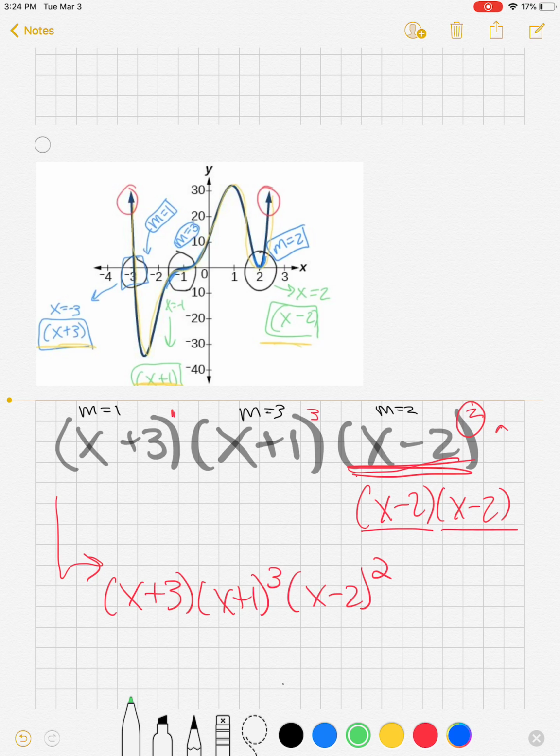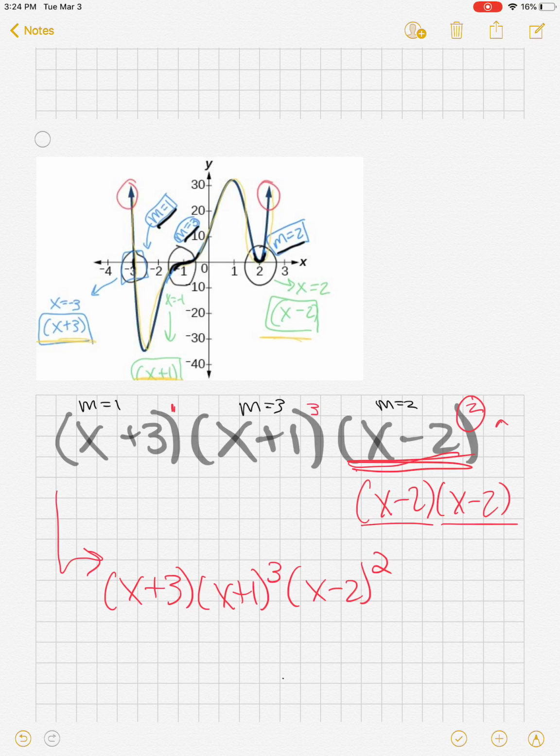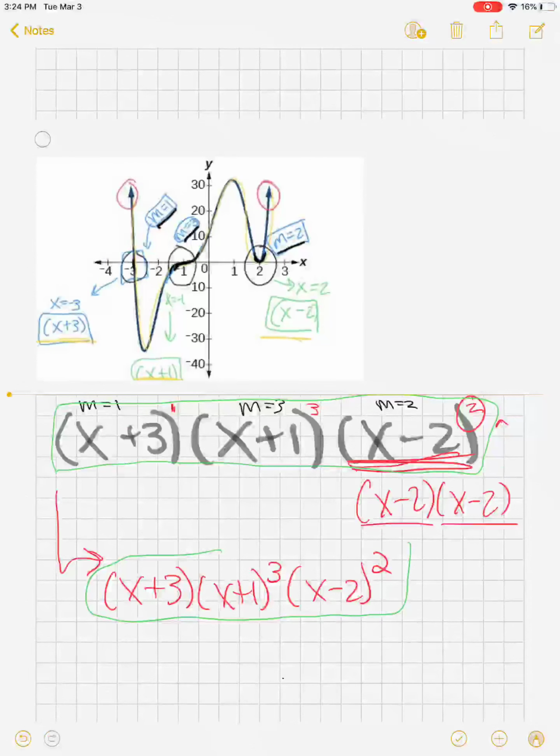So the relationship is, how does the graph interact with the x-axis? The way these turns happen tells us the multiplicity. Straight through, multiplicity of 1. Curve and continues to pass through, multiplicity of 3. Turns around, multiplicity of 2. Then I take that information and use it to write this full polynomial function, which has degree 1 plus 3 plus 2, or 6, which matches the even end behavior.